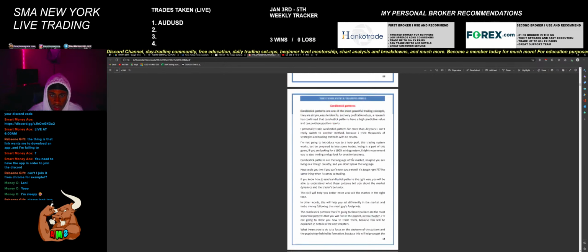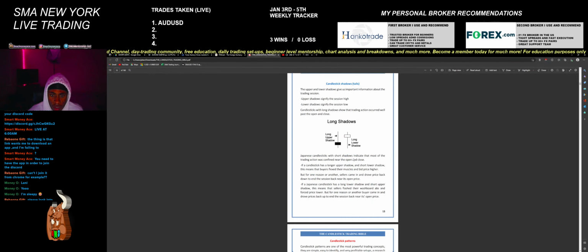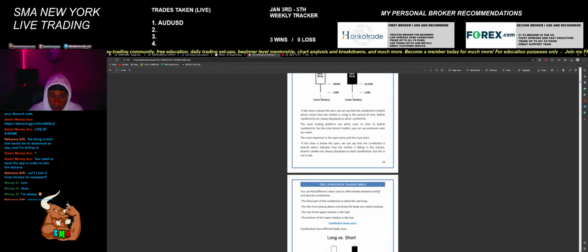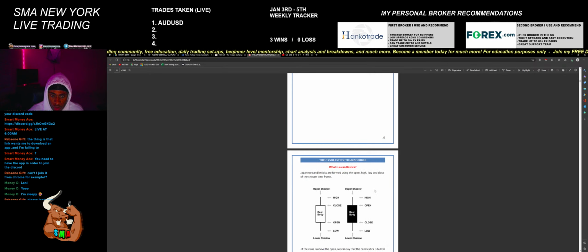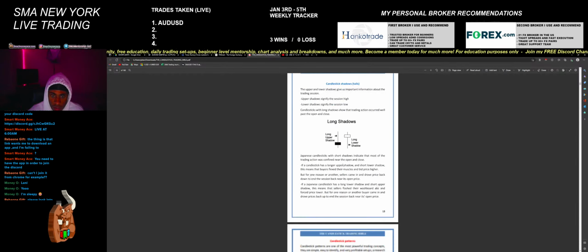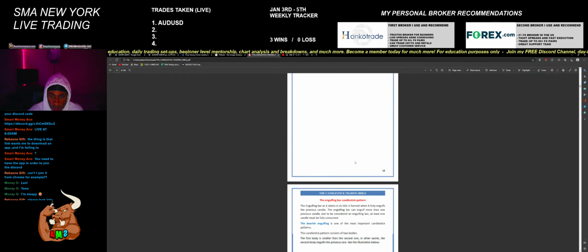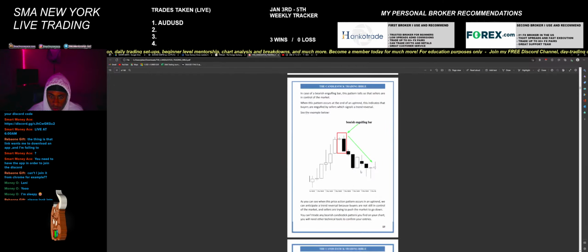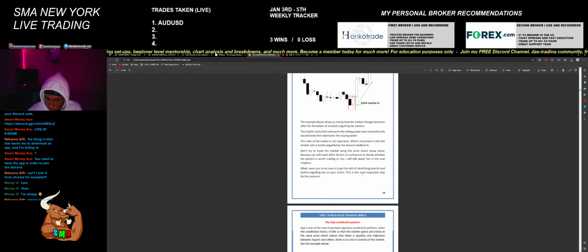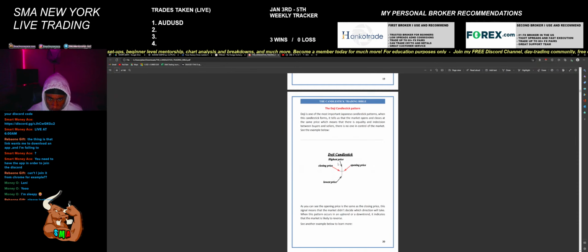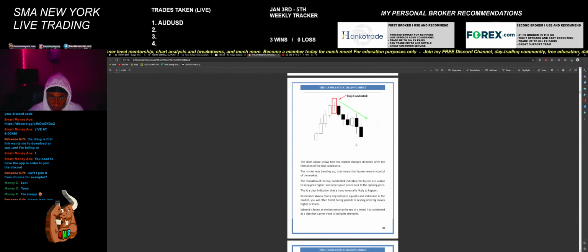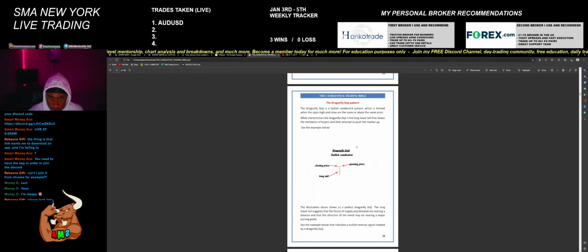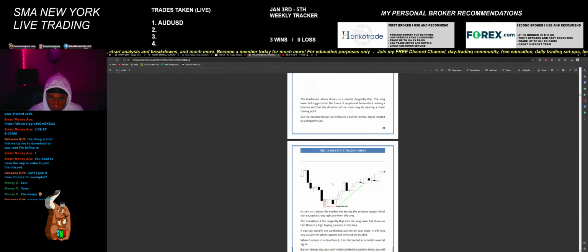So yesterday we talked about shadows, aka wicks, long versus short, the opening and close of price, and today we're going to go ahead and talk about my favorite pattern, which is the dojis, and we're just going to focus on wicks. Okay, so the doji candlesticks, the dragonfly or pin bar.